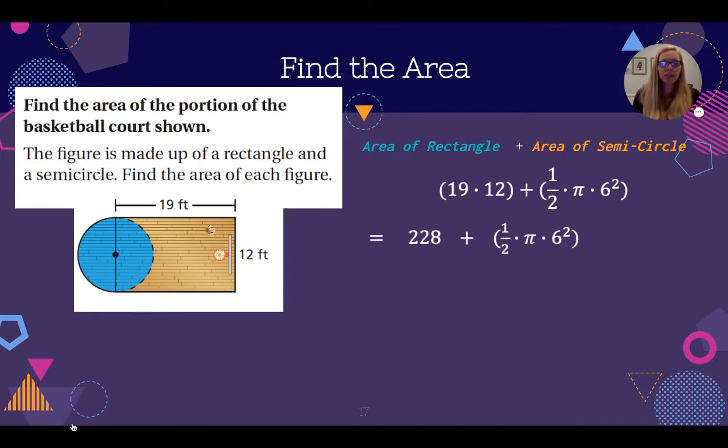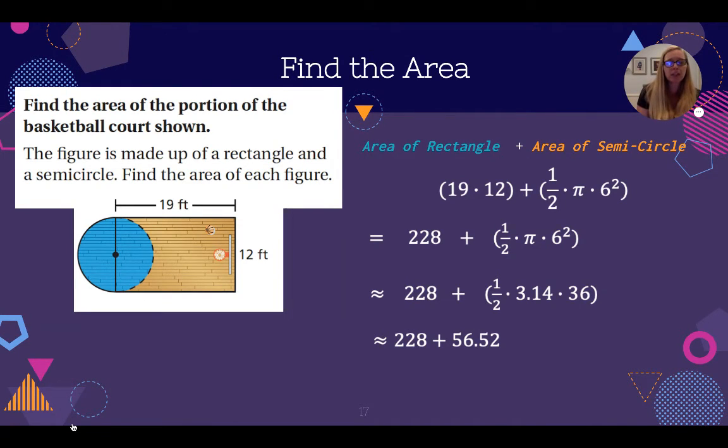So 19 times 12 is 228. You're going to do that in a calculator. You're going to write that part down. Then we're going to do 1/2 times 3.14. I can mentally do 6 times 6, so I just wrote that part down. Put those numbers into a calculator. So the area of the semicircle is 56 and 52/100. Add those two numbers together. Our total area for the composite figure is 284 and 52/100 feet squared.